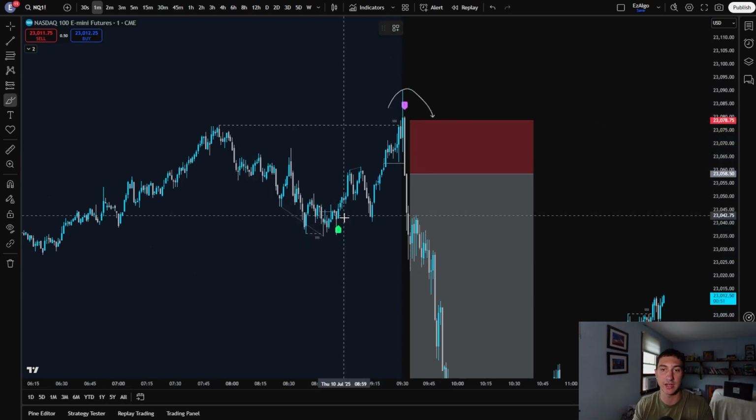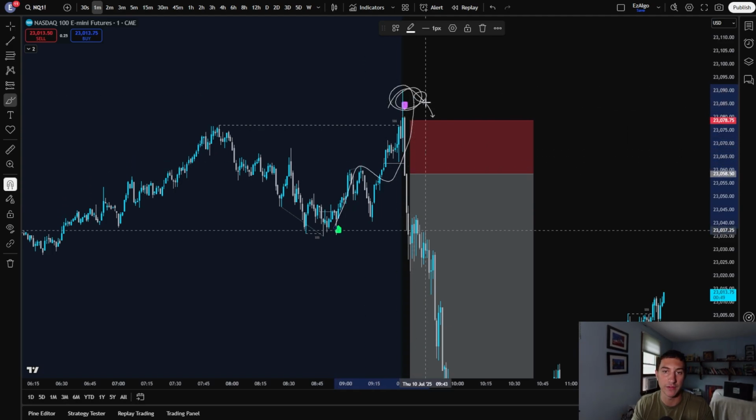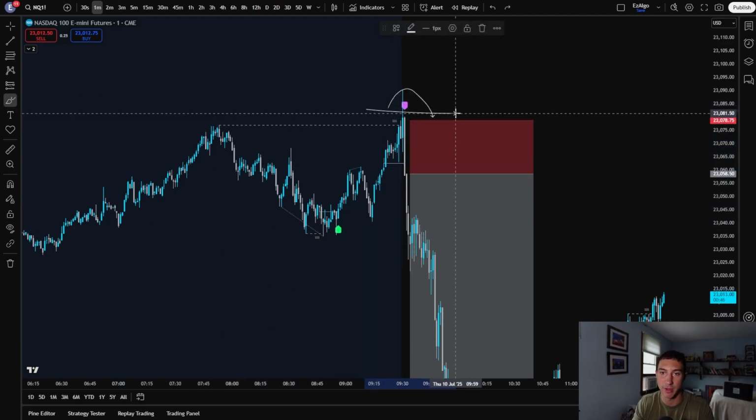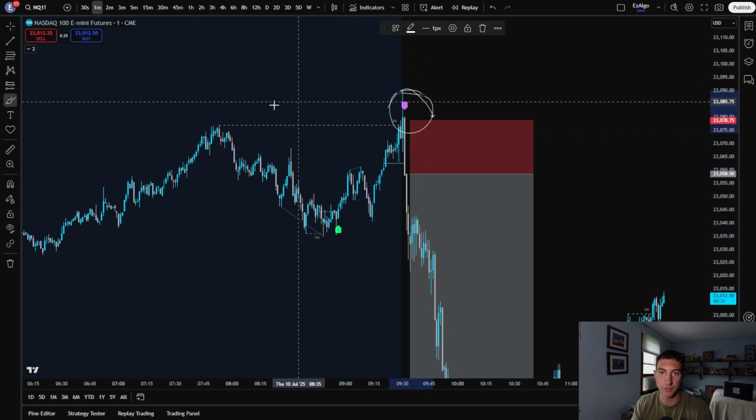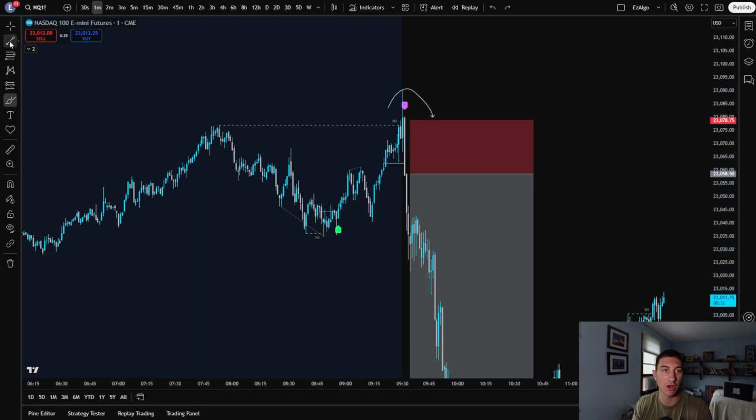Because price seeks liquidity, price will come up to take out all of the retail traders who had their stop losses here and reverse the move back to the downside, meaning this entire move right here above this previous high is what we call manipulation.